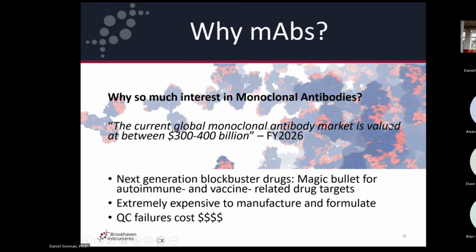So why are we talking about monoclonal antibodies today? We're talking about a near $500 billion market. Basically, all the major next generation blockbuster drugs for decades have been monoclonal antibody based. They're basically magic bullets for autoimmune disease. They're used for treatment of autoimmune diseases. They're used in vaccine research. They're used as components in immunoassays. They're very expensive to manufacture, very expensive to formulate. They're formulated at extremely high concentrations, have to be completely resistant to aggregation, and QC failures are incredibly expensive.